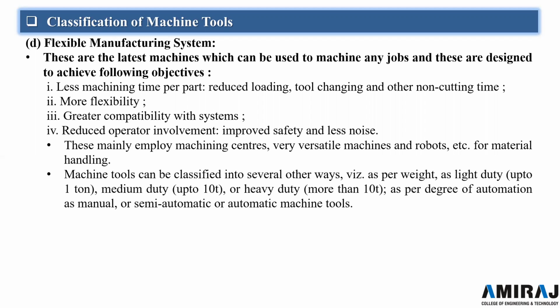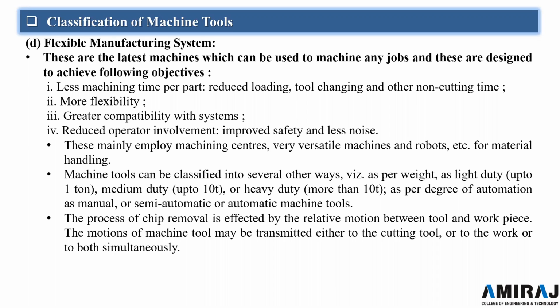Then machine tools can be classified in several other ways. As per the weight: light duty up to 1 ton, medium duty up to 10 ton, or heavy duty more than 10 ton. As per the degree of automation: manual, semi-automatic or automatic machine tools. The process of chip removal is affected by the relative motion between tool and workpiece. The motion of the machine tool may be transmitted either to the cutting tool or to the work, or both simultaneously.